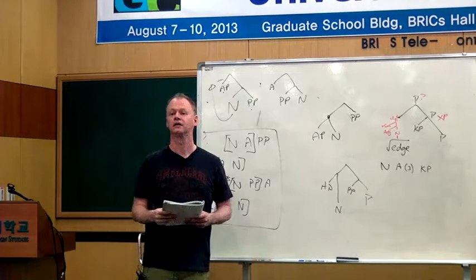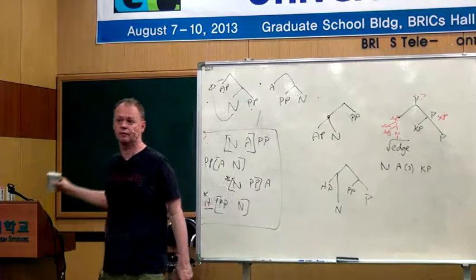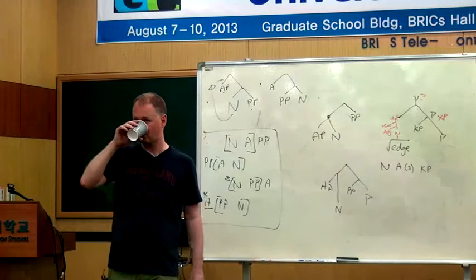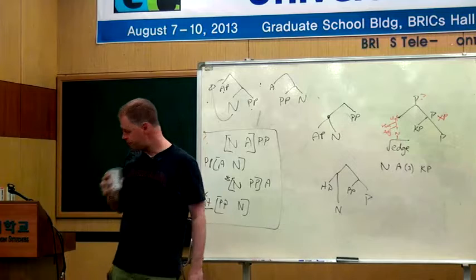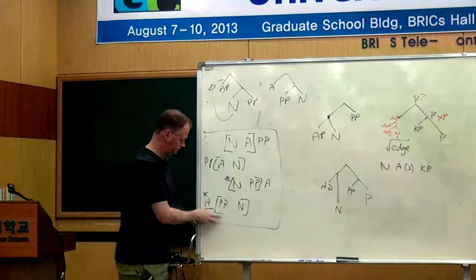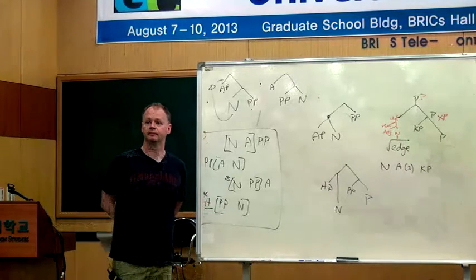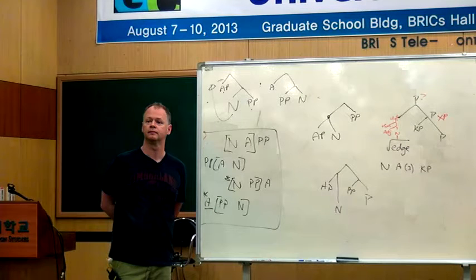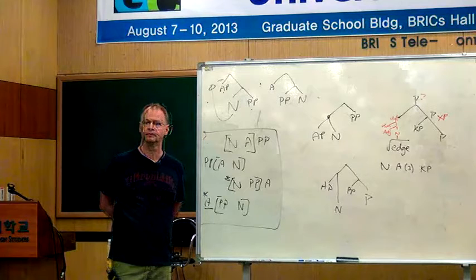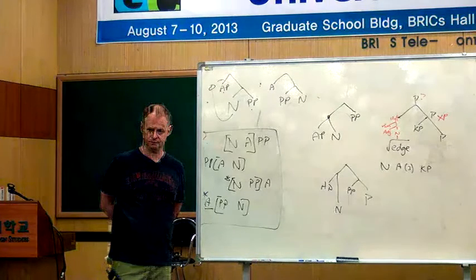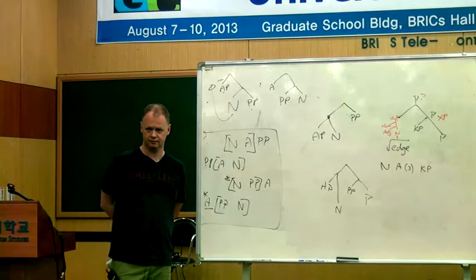So I have a quick question about the APPN order. The non-existence of it in Korean may be related to the ban on left branch movement, because in Korean the adjectives as a modifier must be adjacent to its modifiee.